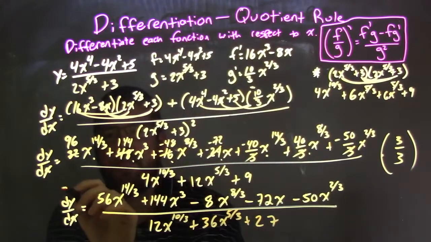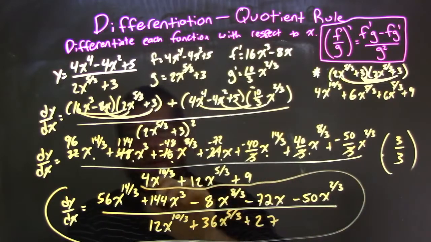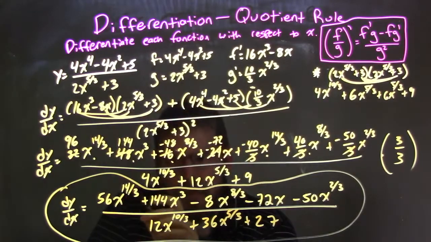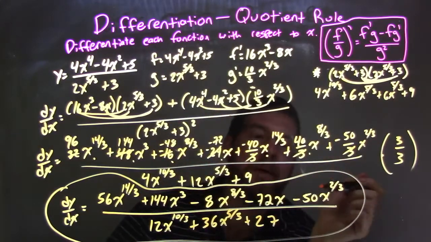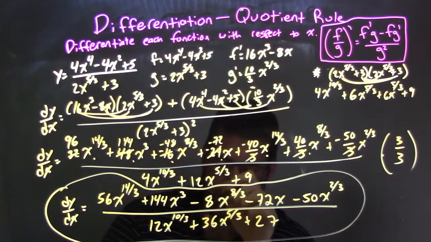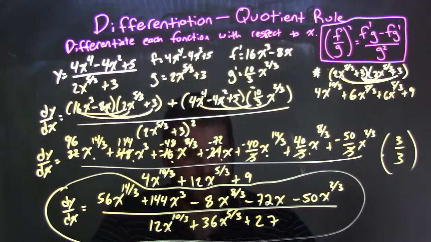And now here we have our crazy final answer, our derivative here. If I can make sure I circle it, I don't cross anything out. And we have dy/dx is equal to 56x to the 4/3 power plus 144x to the 3rd power minus 8x to the 8/3 power minus 72x minus 50x to the 2/3 power all over 12x to the 10/3 power plus 36x to the 5/3 power plus 27.